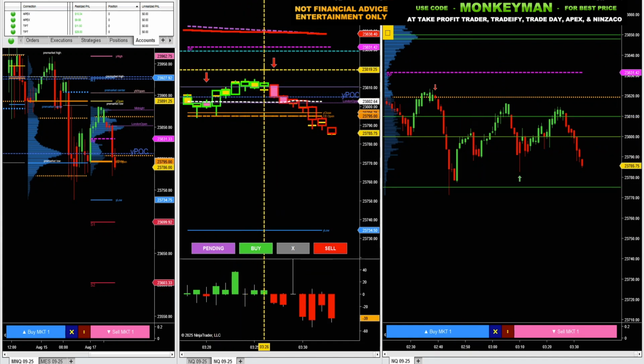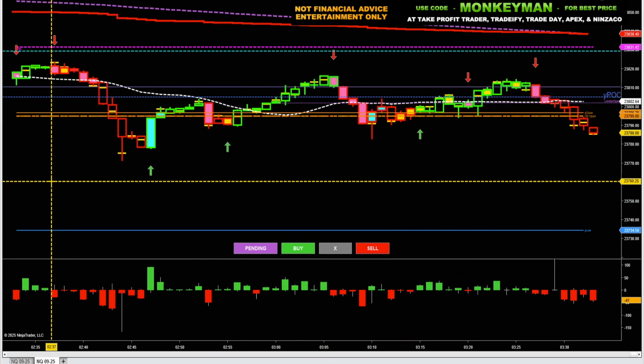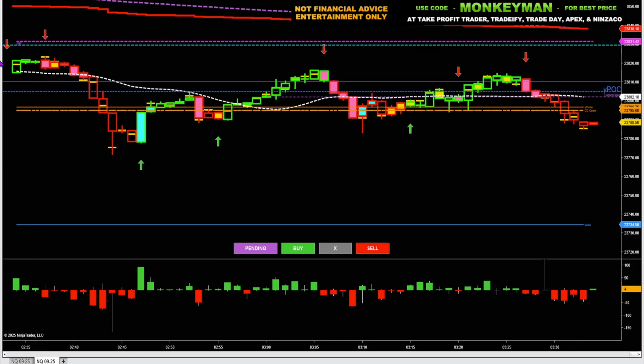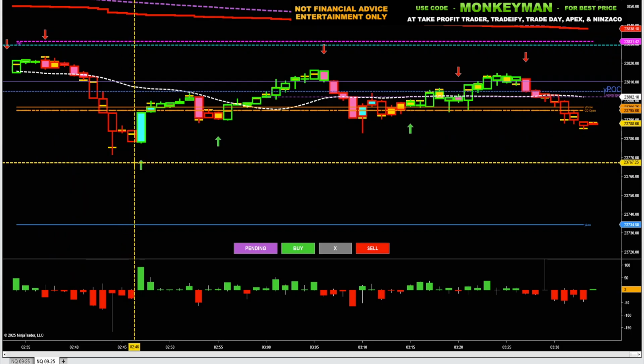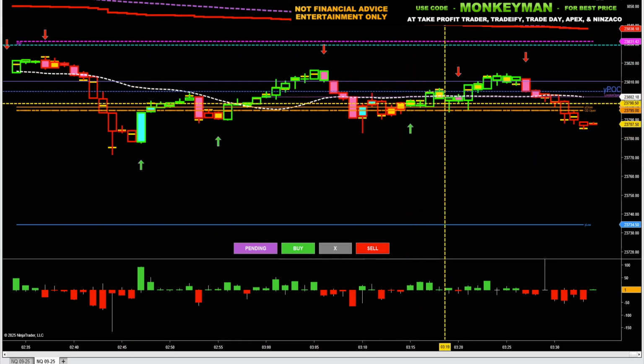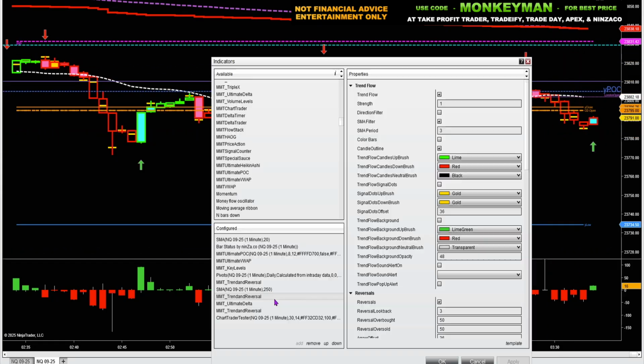And then these cumulative delta arrows, they've really been quite amazing actually. This is just the last hour of price action. Got these cumulative delta reversal arrows over here. Nice move down, nice move up after these arrows, nice move down, up, down. These arrows are coming from the MMT trend and reversal indicator.